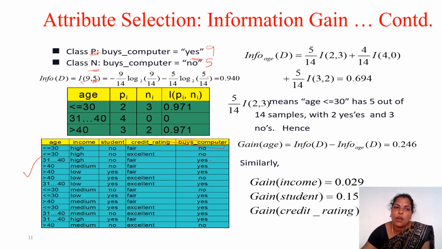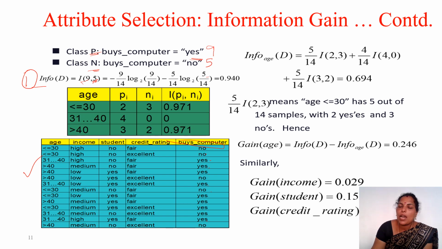Info of D is for the class label, to compute the information of the class label only. This is the first step. So the first step is to compute the info of D, that is for the class label. So we are finding I of 9, 5. 9, 5 means totally 9 yes classes are there and totally 5 no classes are there. What is the total number of records here? 9 plus 5 equal to 14.